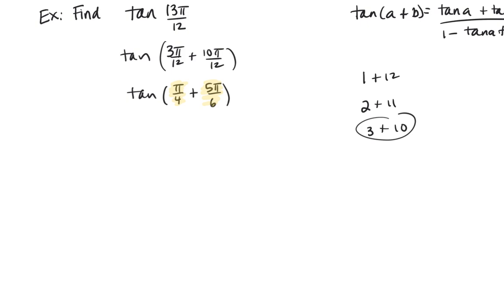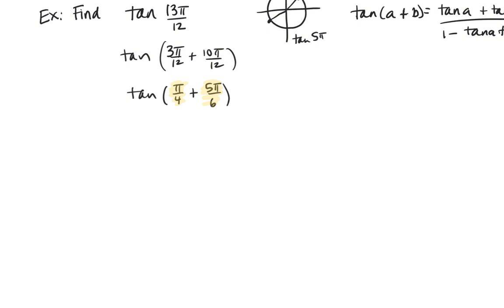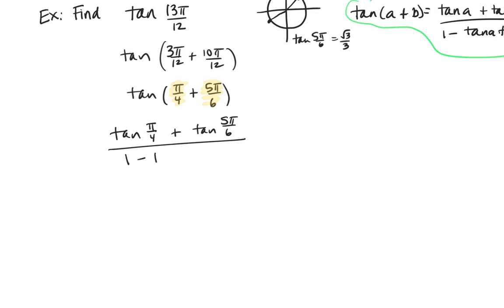Pull out your unit circle, and we see that tangent of pi over 4 is 1, and then tangent of 5 pi over 6 is negative square root of 3 over 3. All right, so that's great. Now we're going to use our sum formula for tangent, and so we need to do tangent of A, the first angle, pi over 4, plus tangent of the second angle, 5 pi over 6, all over 1 minus their product, tangent of pi over 4 times tangent of 5 pi over 6.